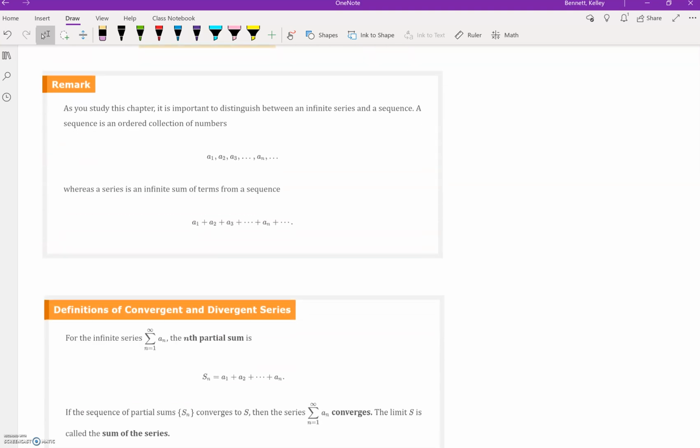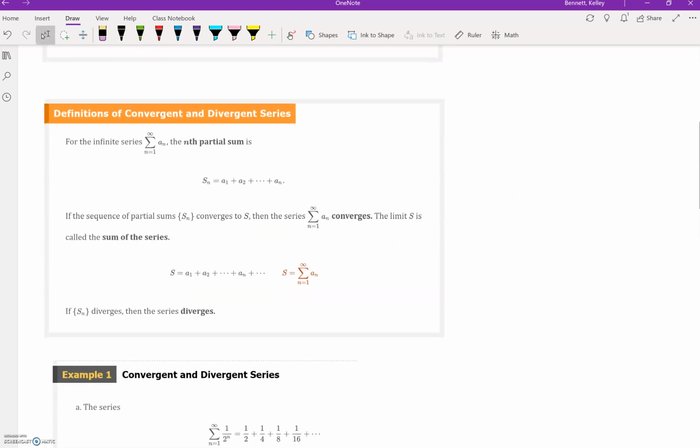So just to reiterate, a sequence is a list of terms. A series is a sum of terms. So it's a list and a summation. This is our sequence. This is our series.